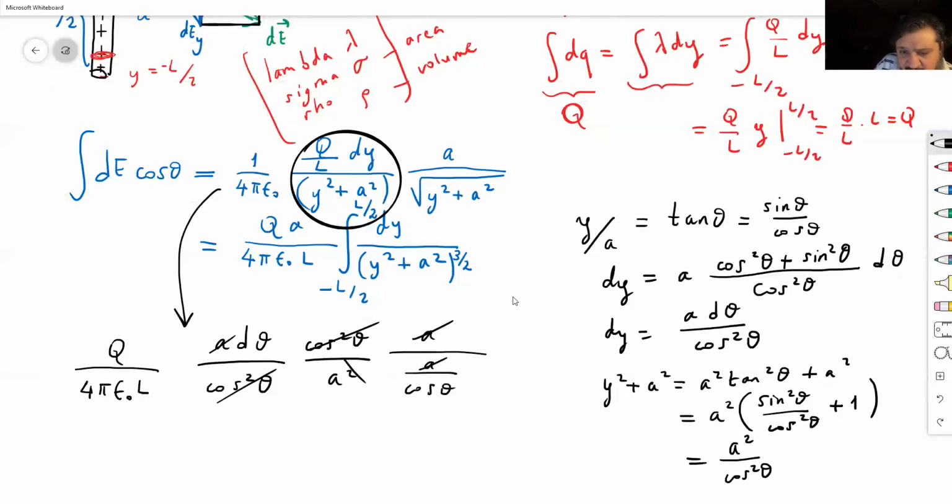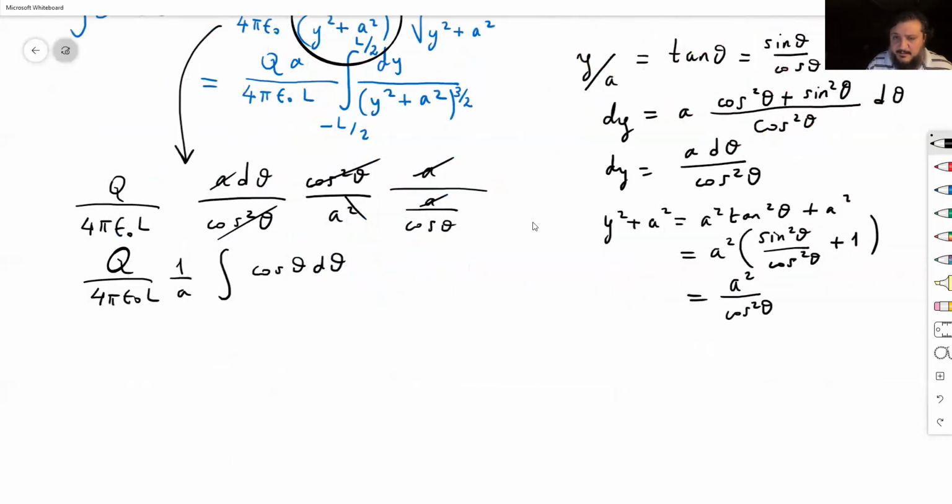So you're integrating Q over 4 pi epsilon L. Where's A? A is here. 1 over A, integral of cosine theta d theta. What is the integral of cosine? Sine. All right, so this integral will give you Q over 4 pi epsilon 0 L A sine theta.